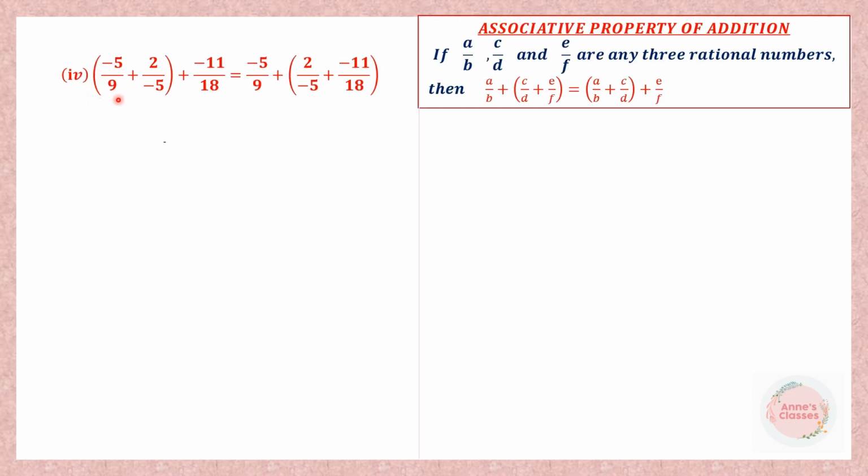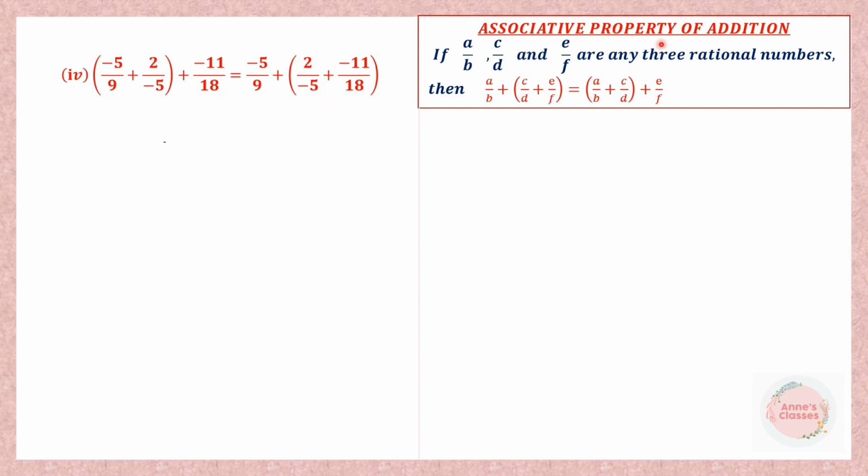Question 4. Here there are three rational numbers on the left hand side. The first and the second one have been grouped. On the right hand side also you have three rational numbers. This time the second and the third rational numbers have been grouped. So what does this say? This says that the left hand side should be equal to the right hand side. And which property are we following here?